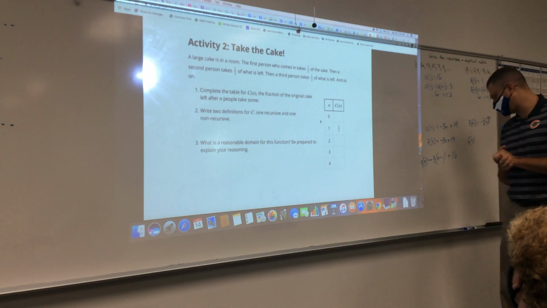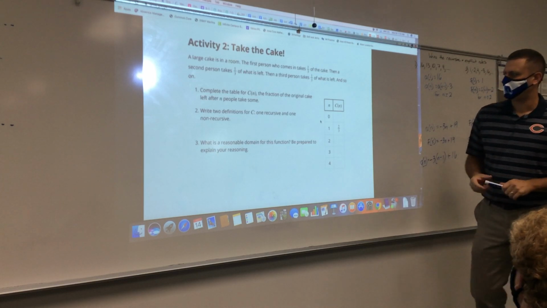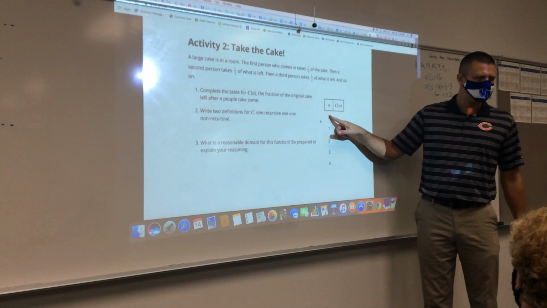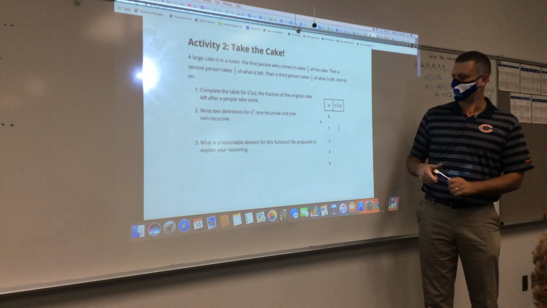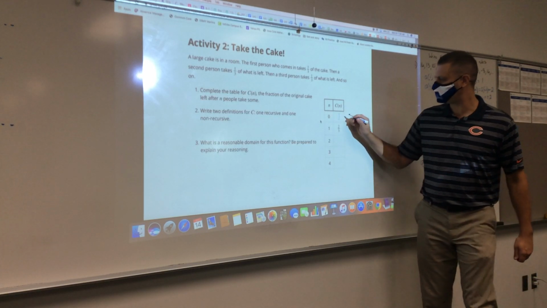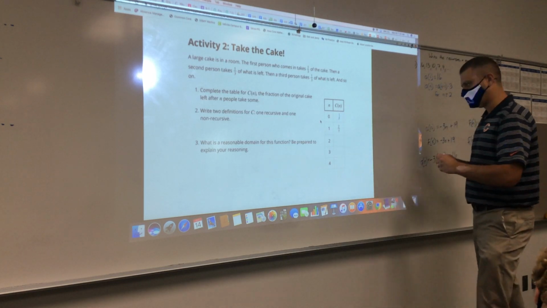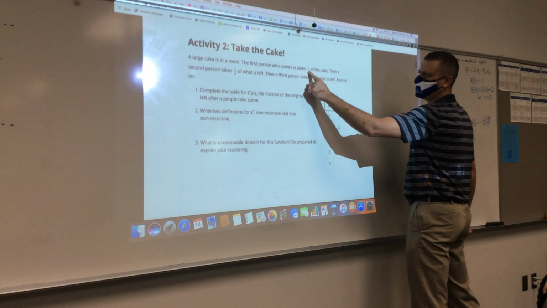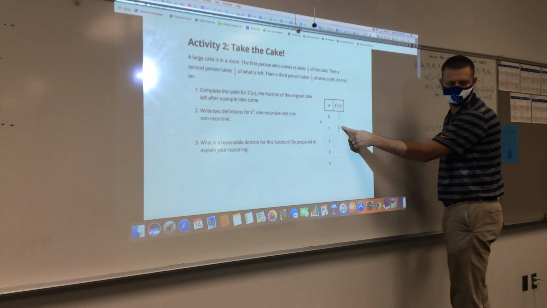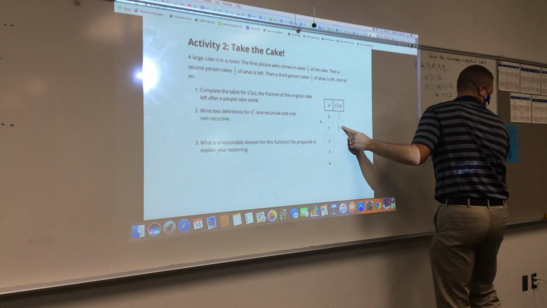So let's complete this table. If zero people take some of the cake, that'd be one. How much cake is there? One. The whole cake, right? The first person came in and took one third of the cake. So that's why there is two thirds of the cake left.